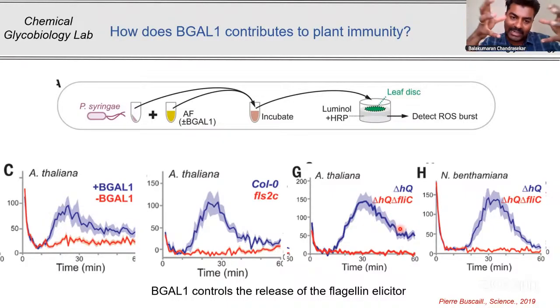Now if you take a bacteria which is a mutant which does not have a flagellin protein, and you treat it with the B-gal enzyme, we could not see the bacterial burst. This is the same case with Nicotiana benthamiana. This is clearly indicating that beta-galactosidase is acting on a flagellin protein. So now that is an important thing.